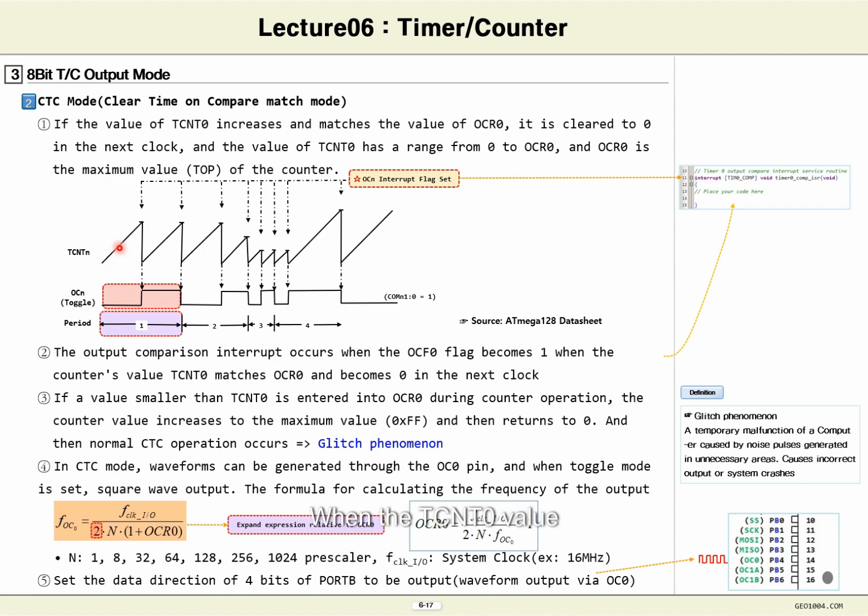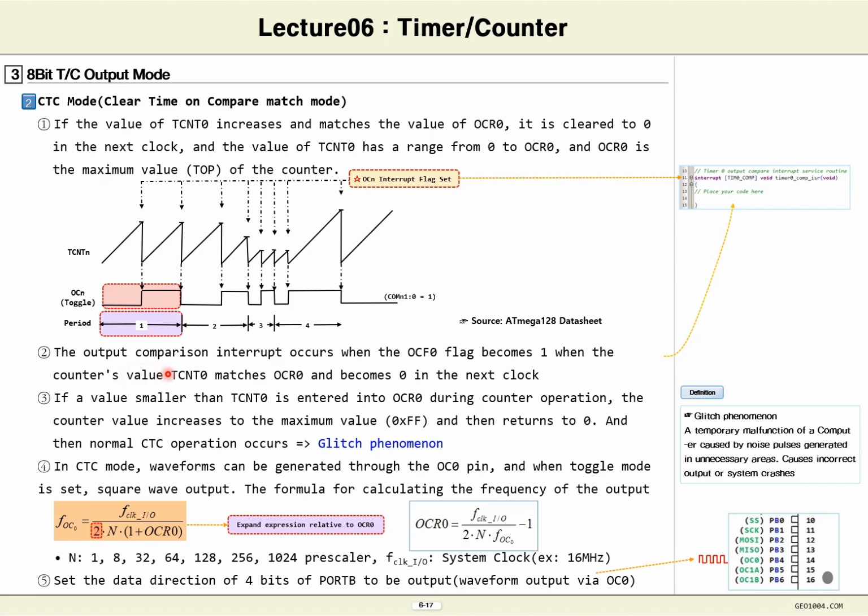When the TCNT0 value increases and matches the OCR0 value, a set occurs. Clearing occurs when a match occurs with the second OCR0 value. In this way, two comparison matches must occur to create one PWM waveform. So, as you can see here, the factor of 2 is included when calculating the frequency.